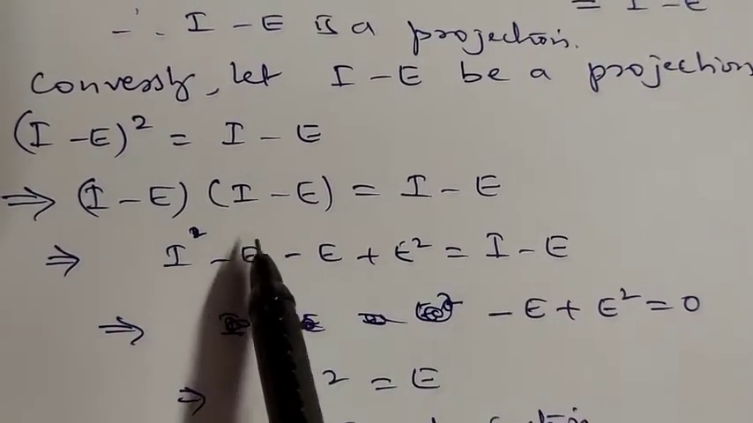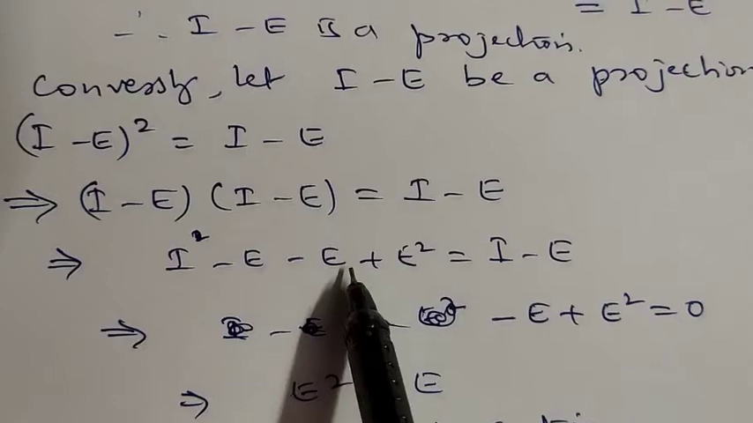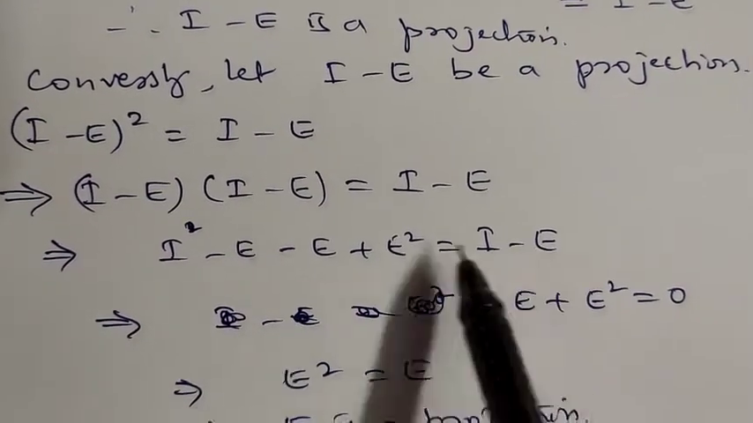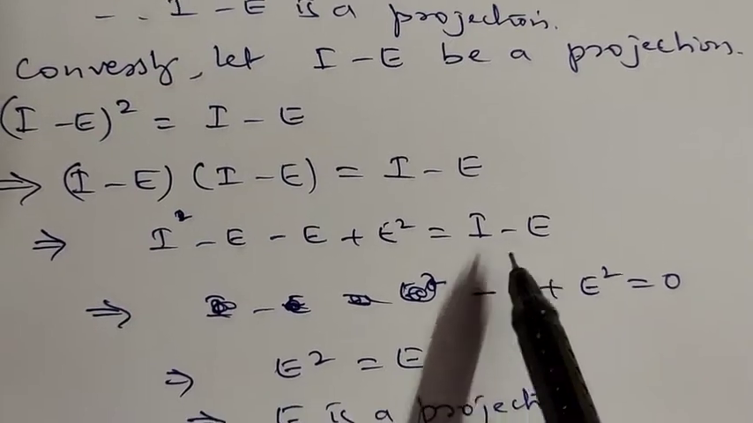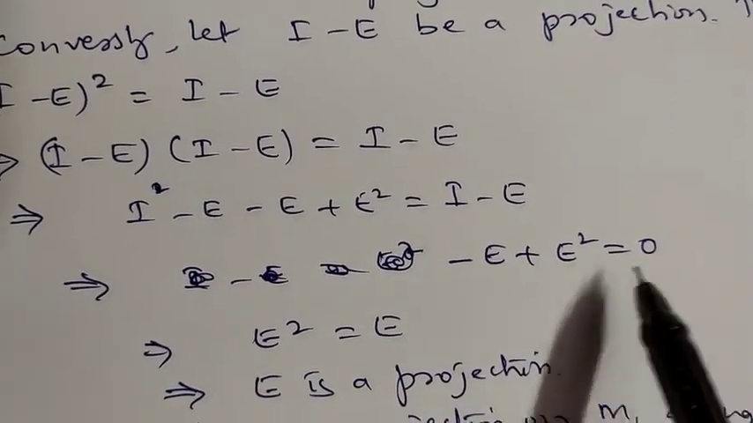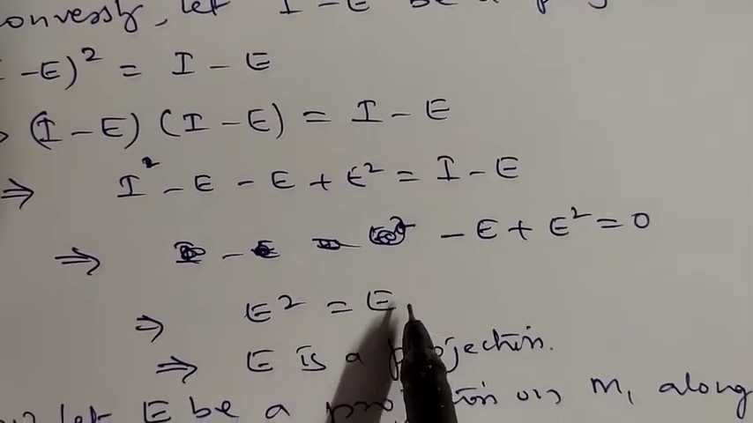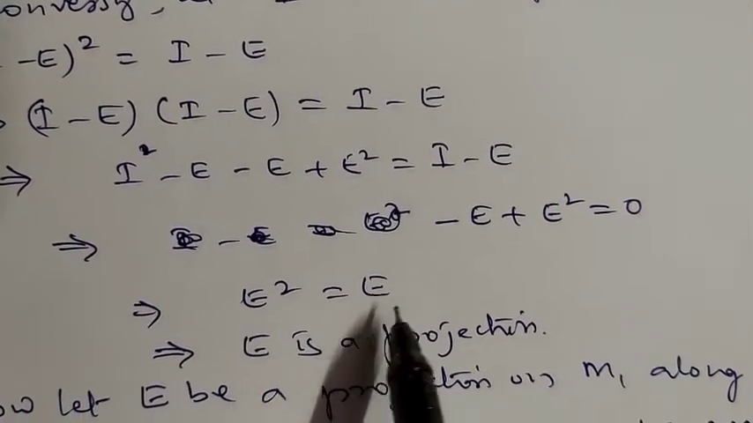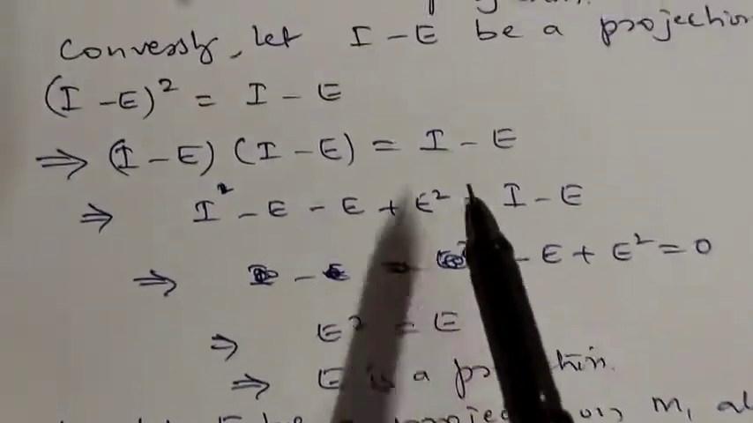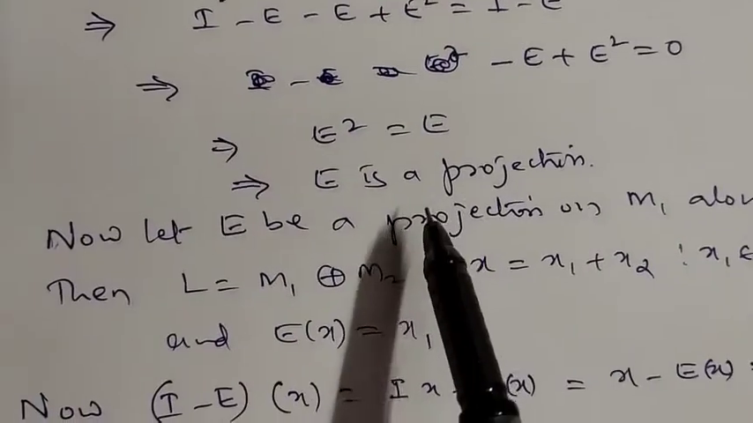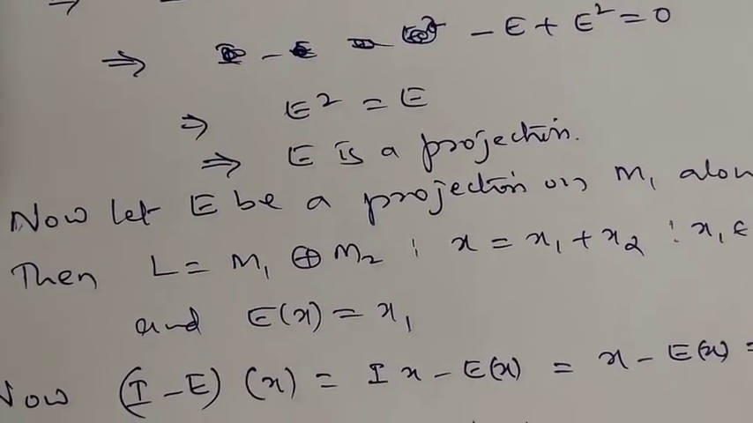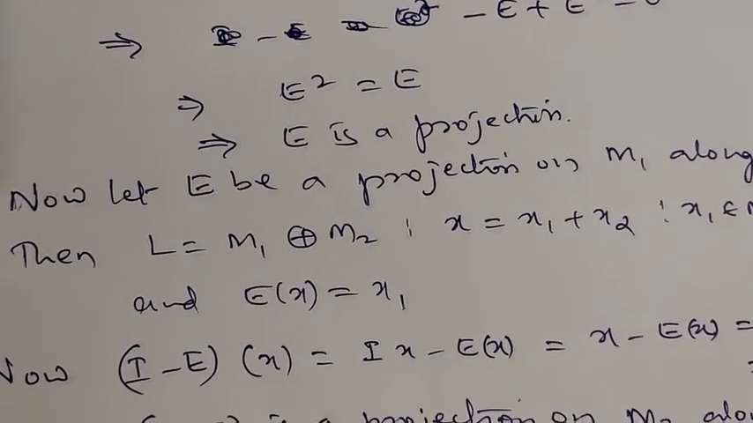Okay, because E into I is E, I into E is E plus E square. Now I minus E on both sides, therefore I minus E get cancelled. So this implies minus E plus E square is equal to 0. This implies E square is equal to E. Now E square is equal to E implies E is a projection. Thus we have assumed that I minus E is a projection and we have shown E is a projection. Thus E is a projection if and only if I minus E is a projection.